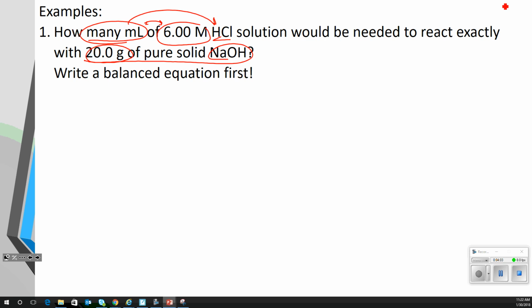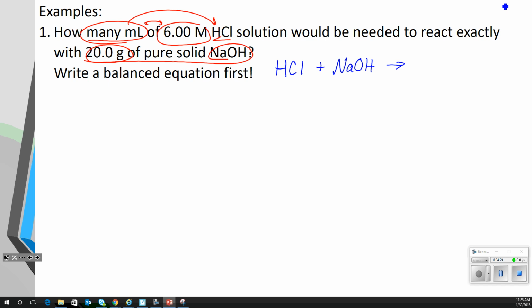All right, so we need to write a balanced equation first. So then I say, okay, I have HCl and NaOH. So here's my reactants, HCl plus NaOH. And they're going to give me something. Who remembers how to write the other side of the equation?